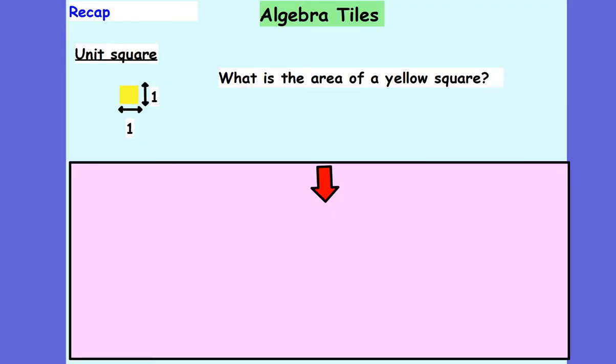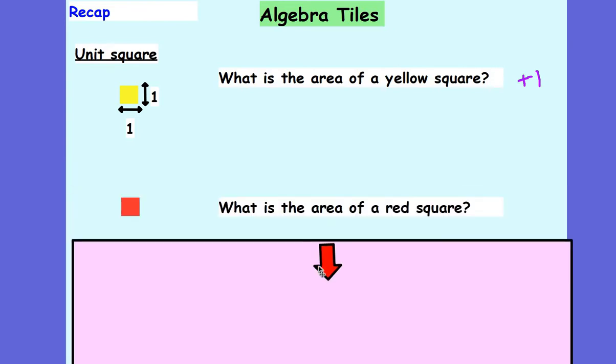So a quick recap. Here was our algebra tile and we had a yellow square, and I asked you what's the area of this yellow square. Now I'm going to ask Charlie. Charlie, what's the area of this yellow square? Thanks, Charlie. The area of the yellow square is positive 1. So underneath that, I've got a red square. I'm going to ask Evan, what's the area of the red square?